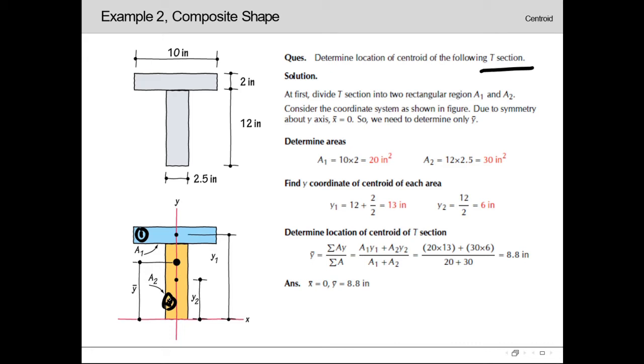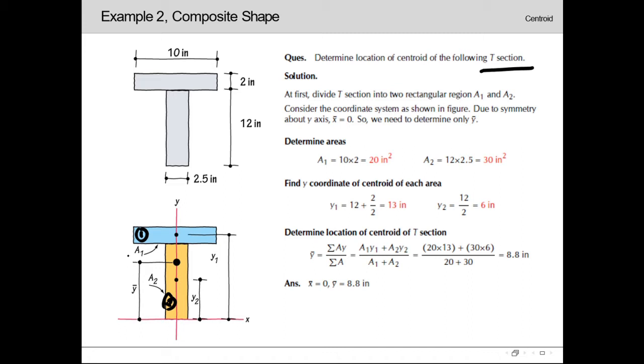Now firstly we need to set the reference axis. After dividing it into segments, as we have already divided it into two segments, now let's set the coordinate system. We are setting the x coordinate at the bottommost point and the y coordinate at the mid portion. So why are we considering this y coordinate at the mid portion?